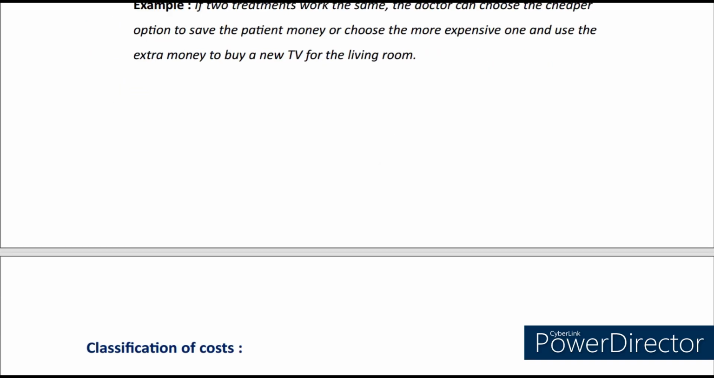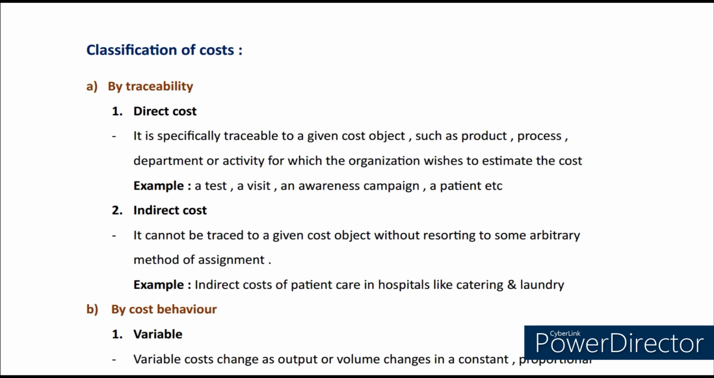Now coming to classification of cost, first is by traceability. There are two types of cost. First is direct cost, which can be traceable to a given cost object. A simple example is a blood test. Second is indirect cost, which cannot be traced to a given cost object. Examples include indirect costs of patient care in hospitals like catering and laundry.